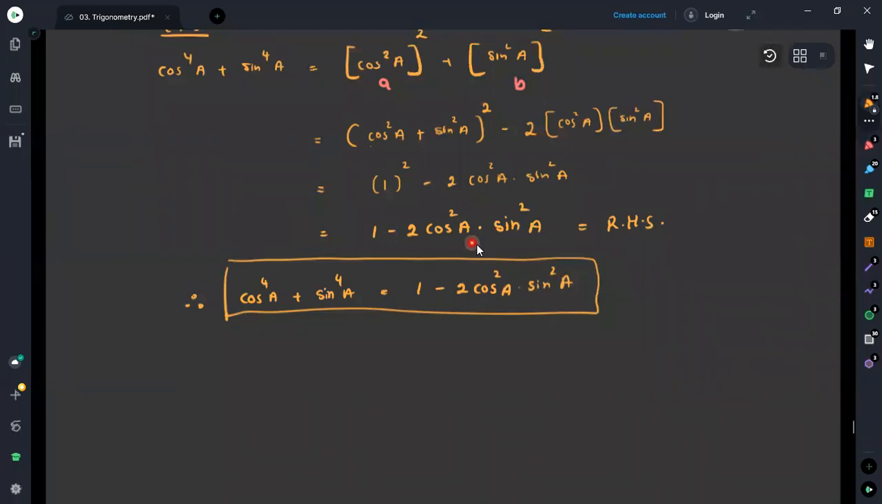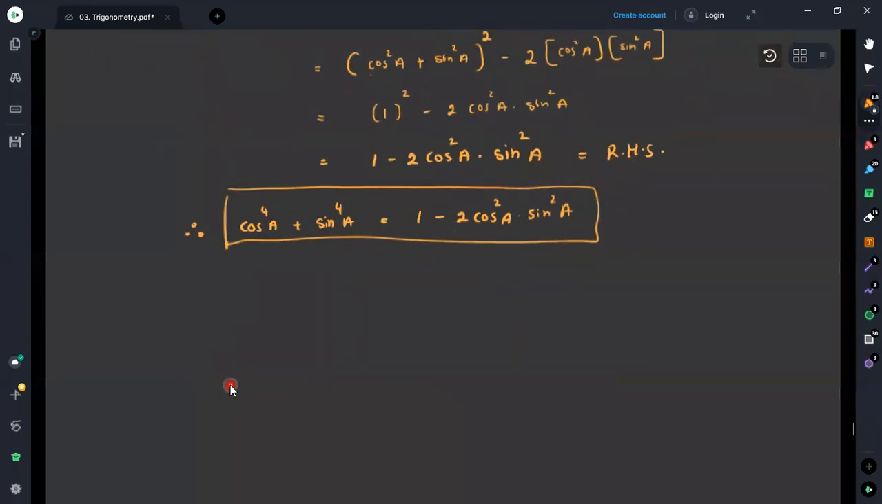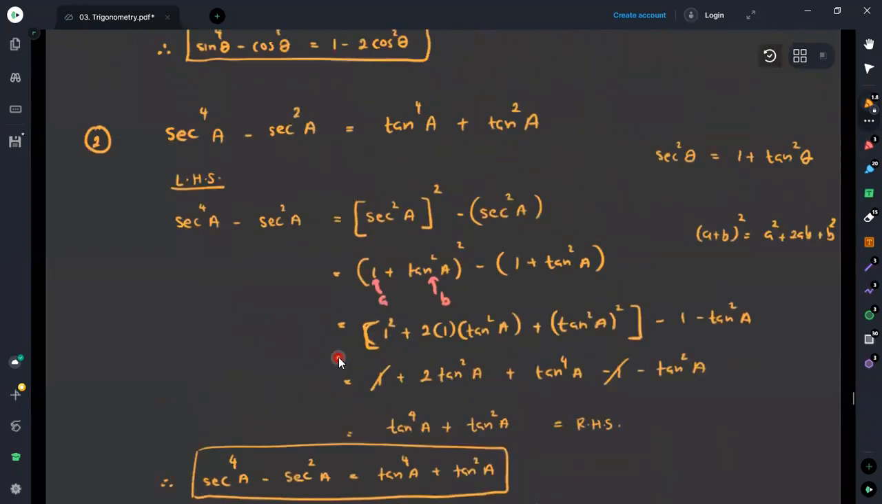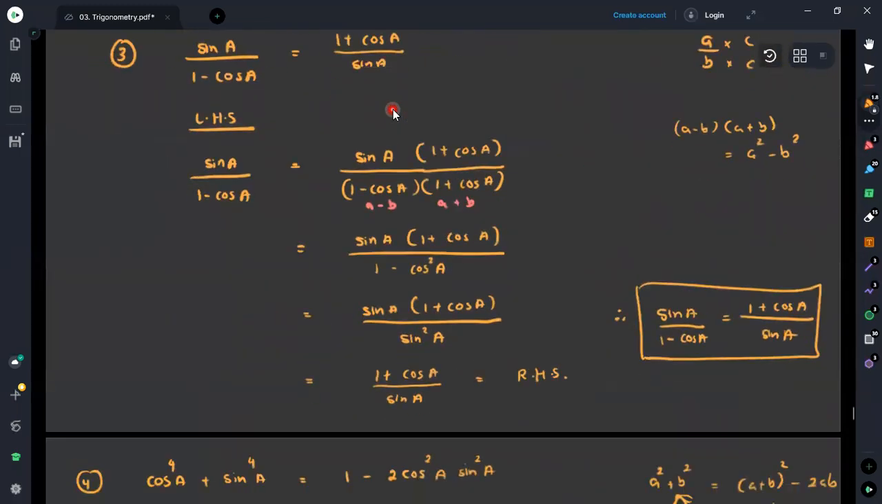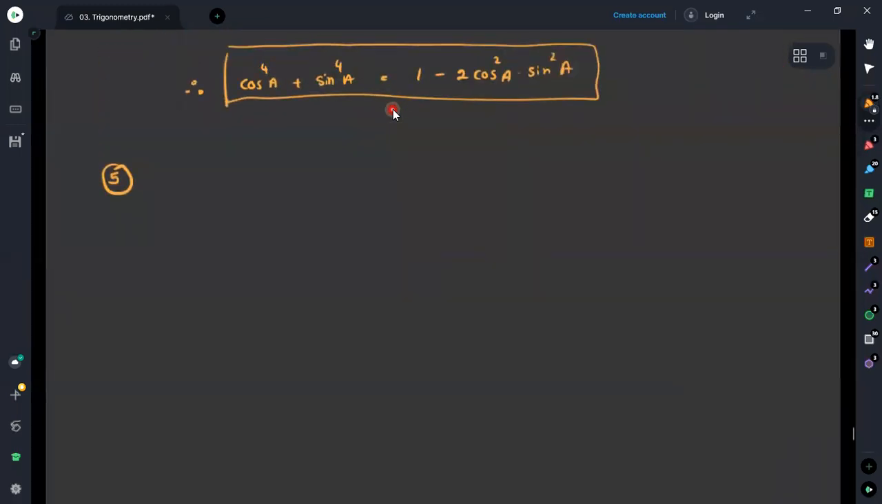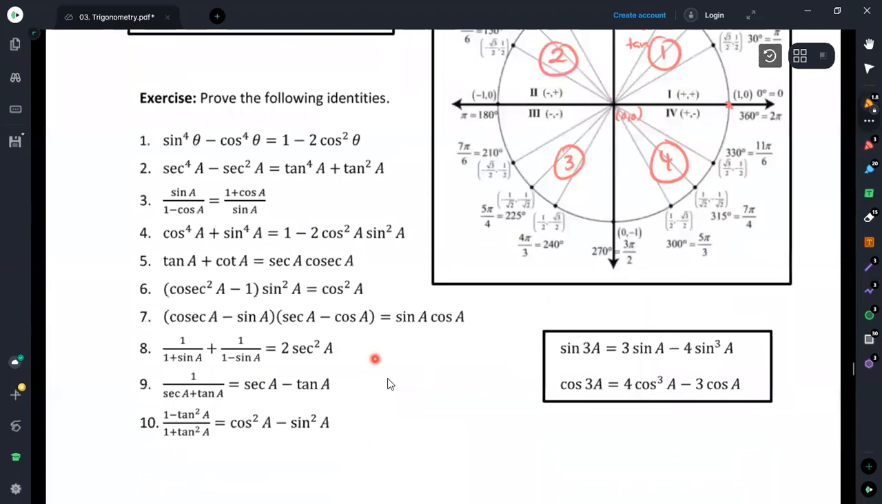Now we will discuss the next problem related to proving trigonometric identities. The fifth one is given as tan A plus cot A equals sec A times cosec A. This is what we are asked to prove.